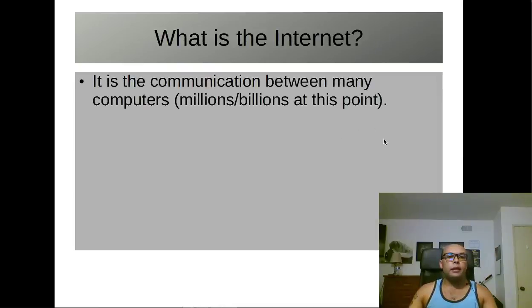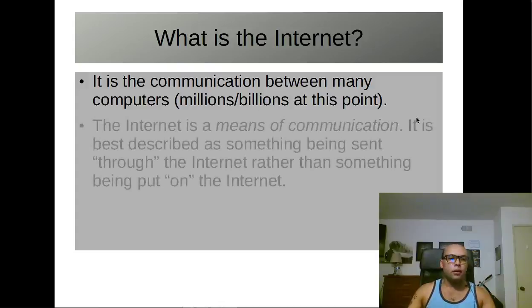The internet is the communication between many computers. At this point, we're talking about millions and billions of computers, okay? They're all hooked up via these wires, like our network cables that we plug in, or the Wi-Fi, which ultimately connects to network cables. Think of it as a whole bunch of phones connected together, except it's a whole bunch of computers connected together via a network. That's what the internet actually is, okay?